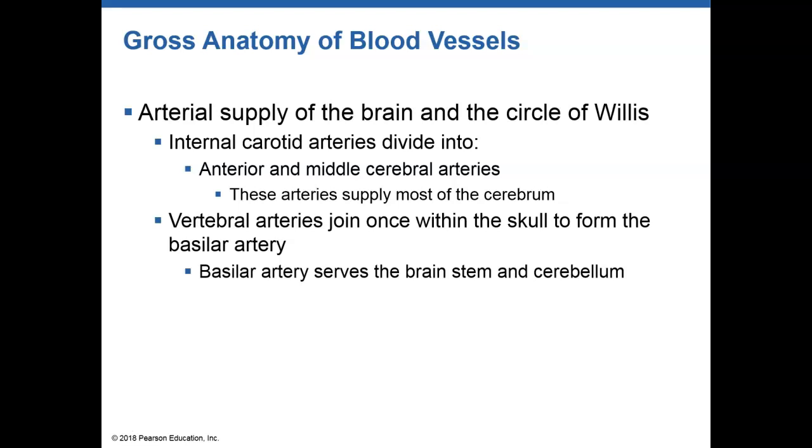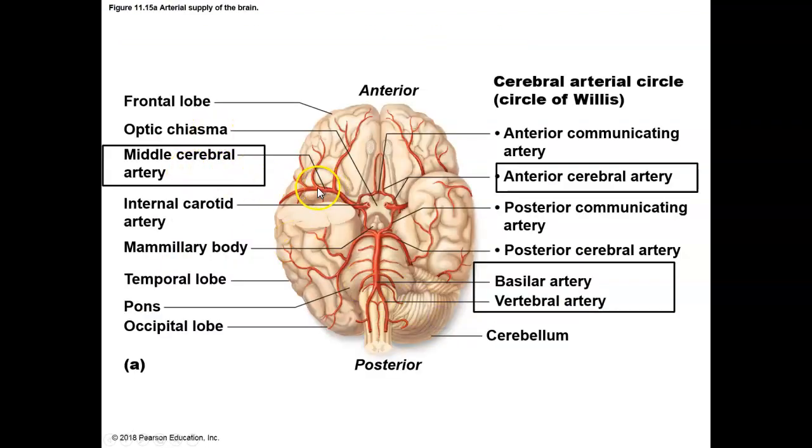So the internal carotid arteries divide into an anterior and middle cerebral arteries. These supply the majority of our cerebrum. Behind, in the back, we have vertebral arteries that join to form what we call a basilar artery. The basilar artery serves the brainstem and the cerebellum. So let's look at these structures. Here you have the middle cerebral artery, and here you have the anterior cerebral arteries. So these are feeding the majority of the cerebrum. Here's the basilar artery that feeds the brainstem and the cerebellum.